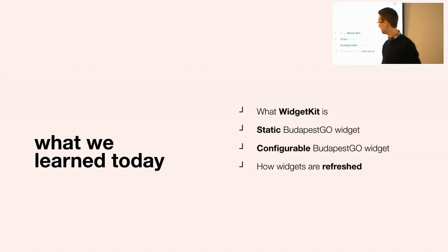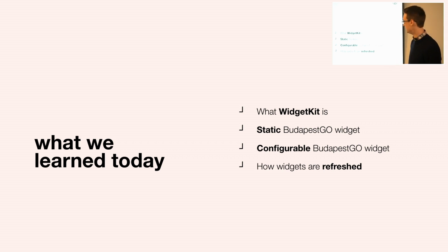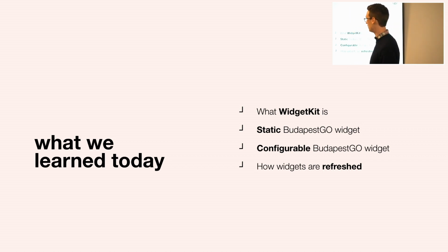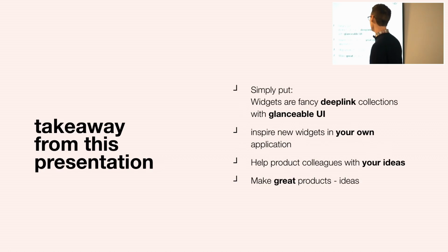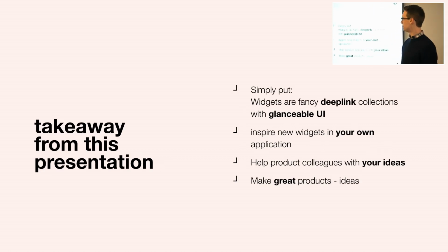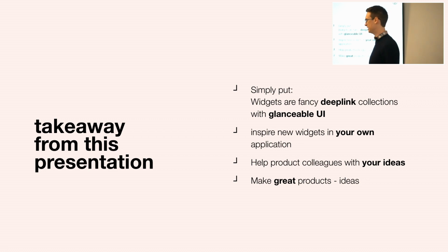Yeah, with that, we basically covered what a widget is. We went through these implementations we did with Budapest Go. We looked at how these widgets refresh. And I really don't want to downplay it, but if I really boil down what a widget is, it's basically just a fancy deep link collection, right? So you have useful data in there with some buttons that are deep links, and that's basically what a widget is. So you can extract the component from your application to the home screen, and you're good to go.